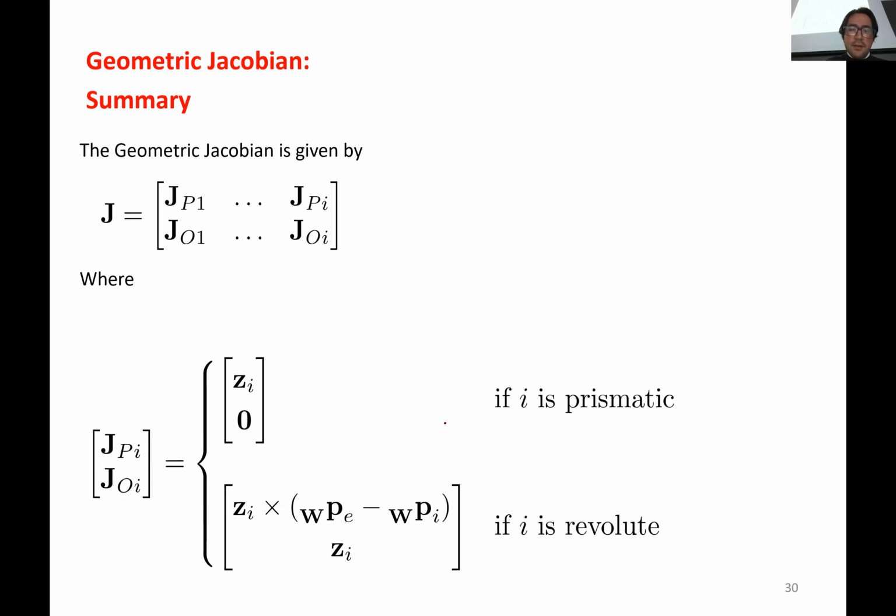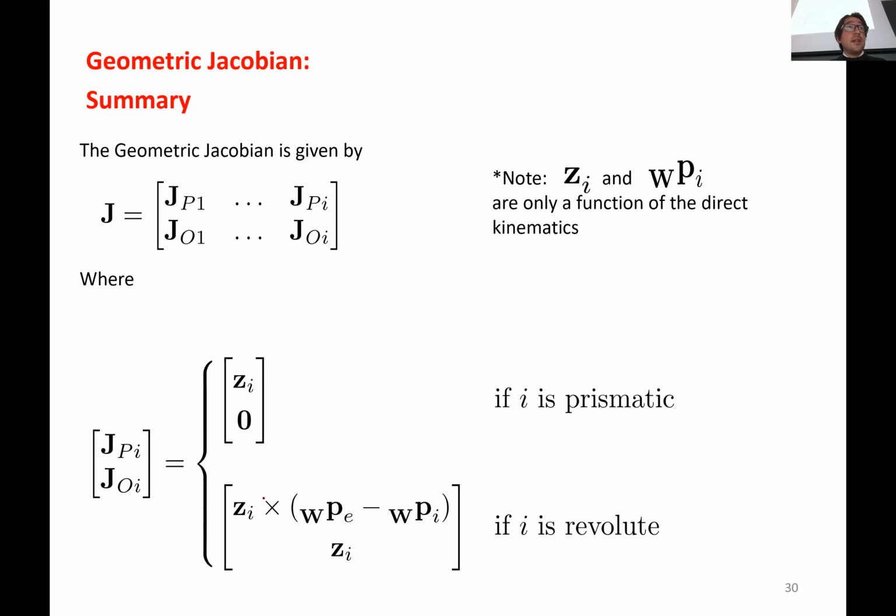If it is prismatic, you get just z_i for the linear contribution, and a vector of 0 for the angular velocity contribution. And in the case of the revolute joint, you get this cross product of the axis of rotation of the joint, z_i, cross the vector that tells you the position from joint i to the end effector. If it's revolute, the angular contribution is basically just the axis of rotation.